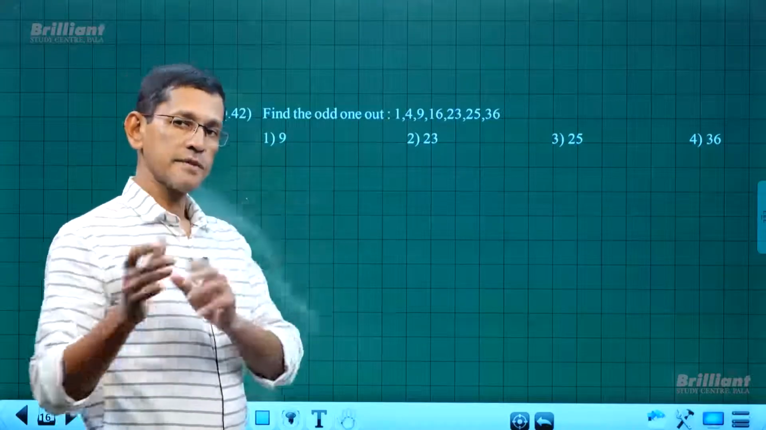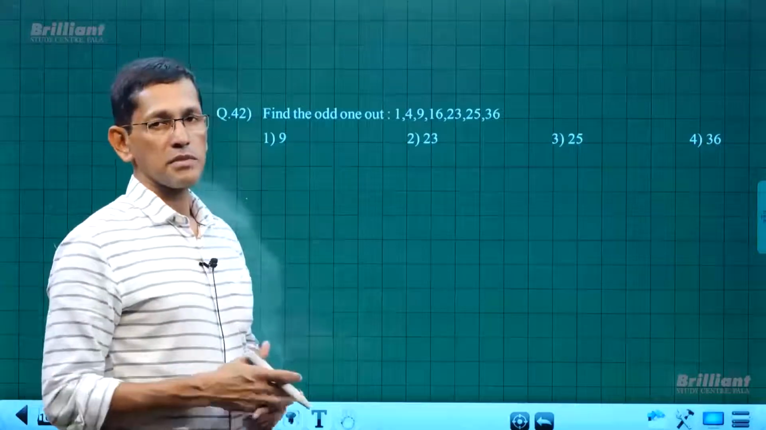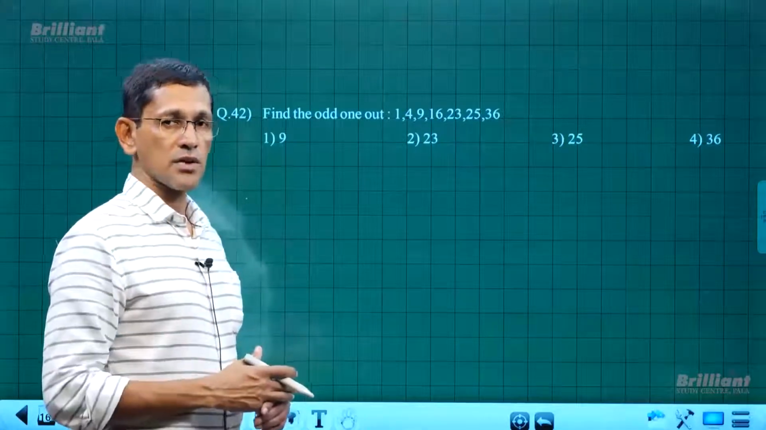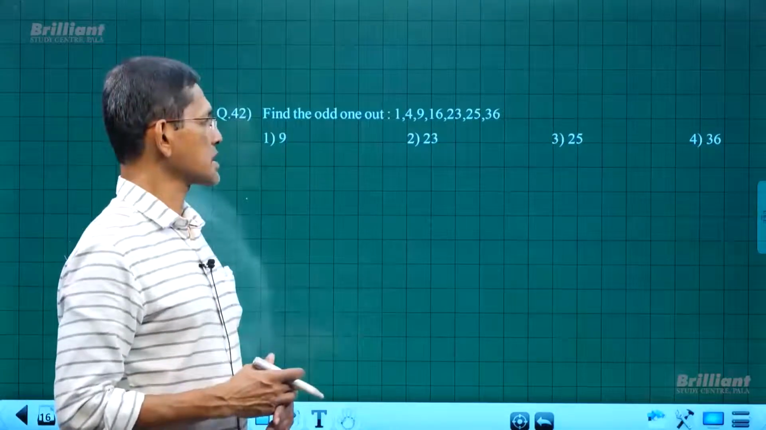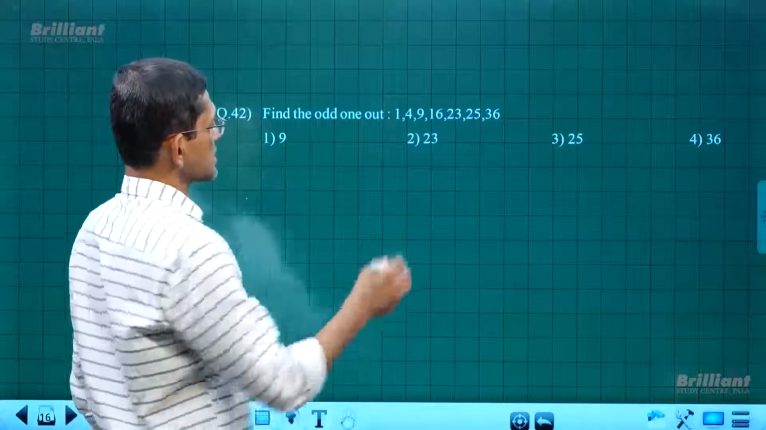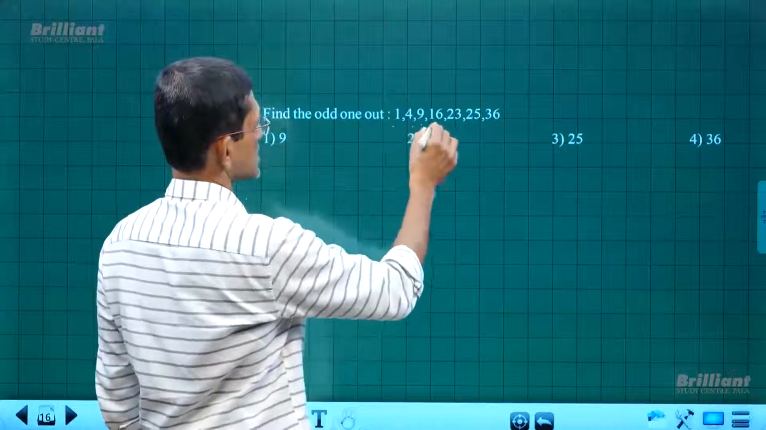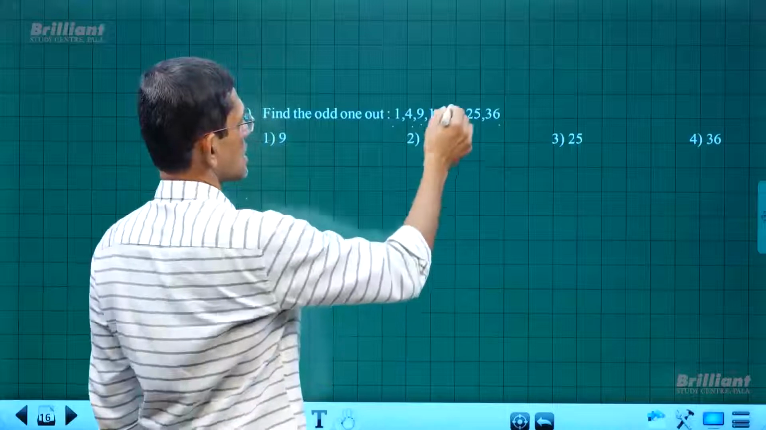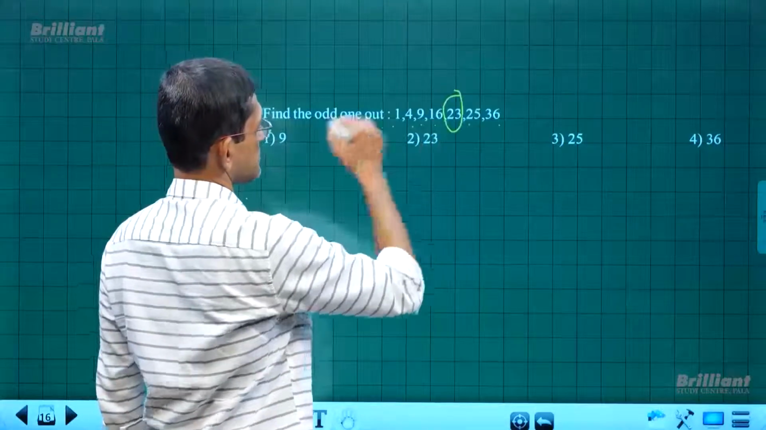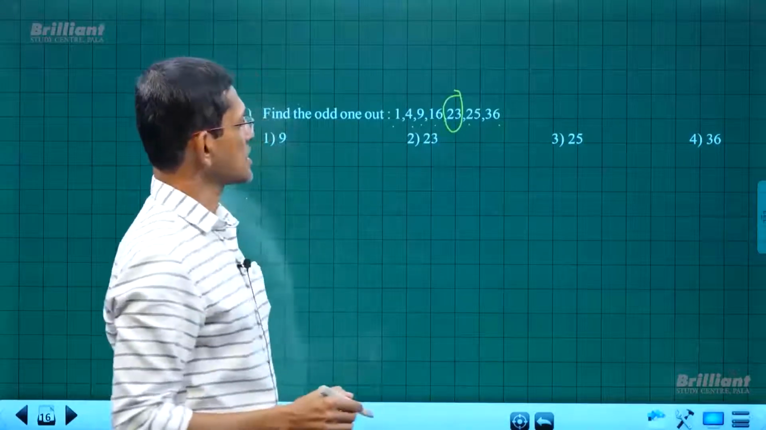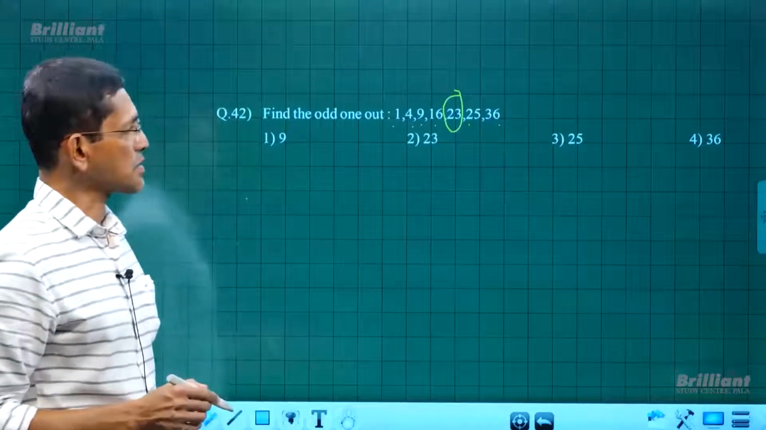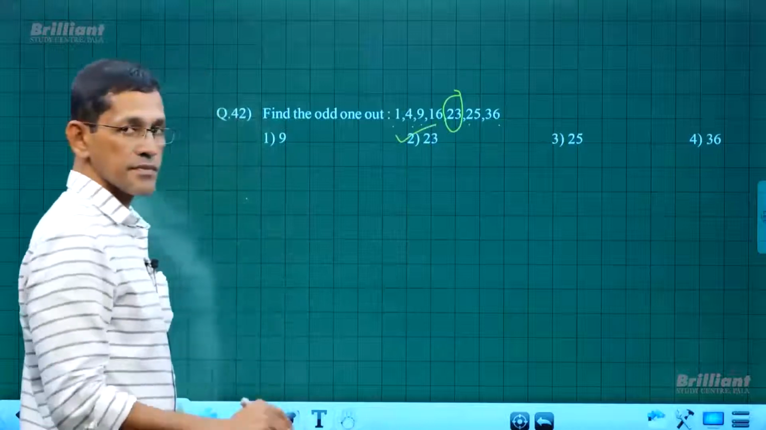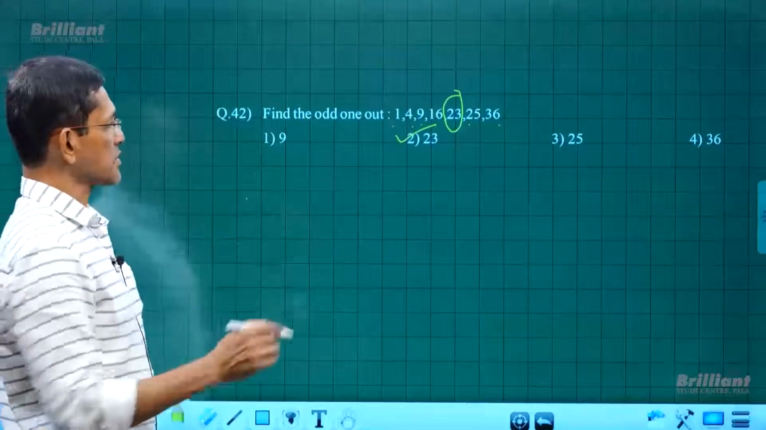So odd, even, prime numbers, composite numbers, squares, well, only one square, all others are non-squares. Those kinds of possibilities we can look at. At a glance, we can see that 1, 4, 9, 16, 25, 36, these are squares, and the only number which is not a square is 23. At the same time, 23 is the only prime number in the group as well. So anyhow, 23 is the answer. That's the one which is different from the group, the odd one.